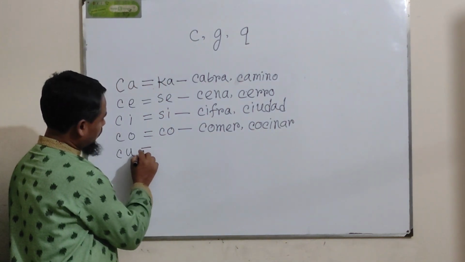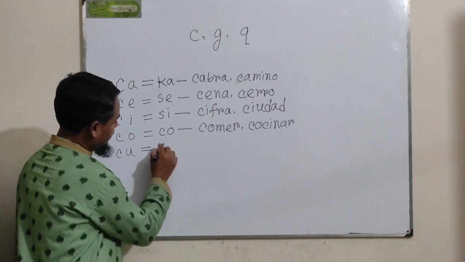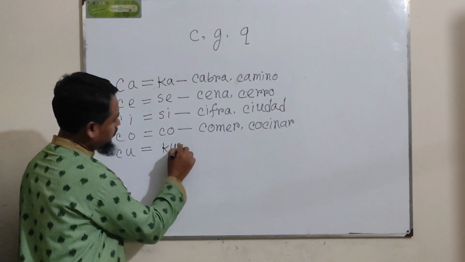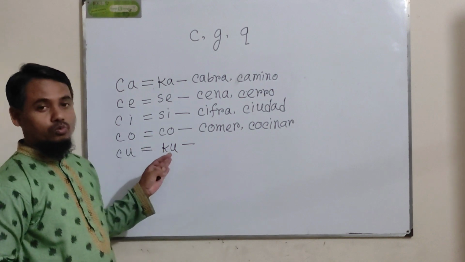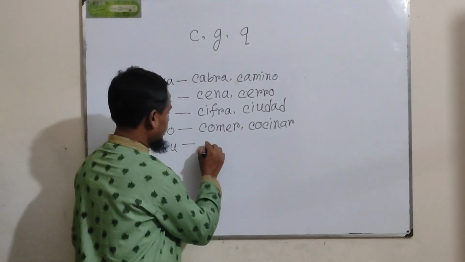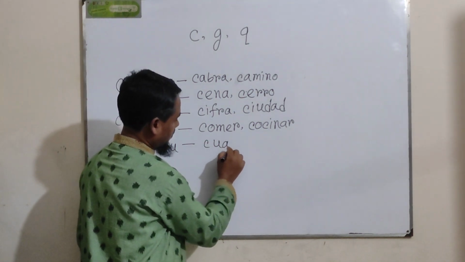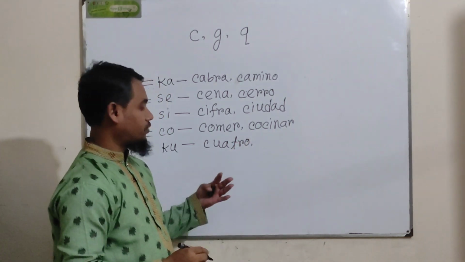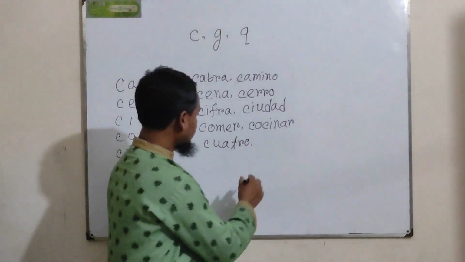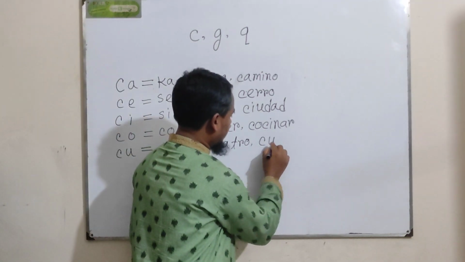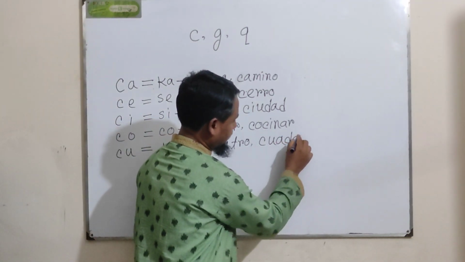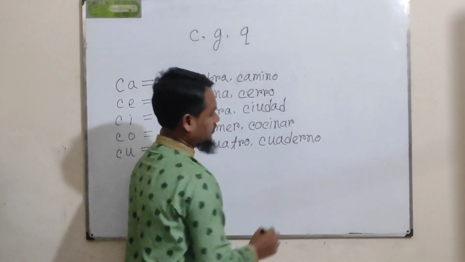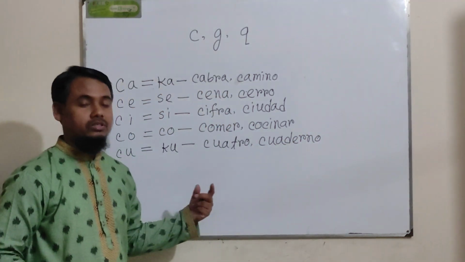C after U is cu. Cuatro. Cuatro means 4. Cuaderno. Cuaderno means notebook.